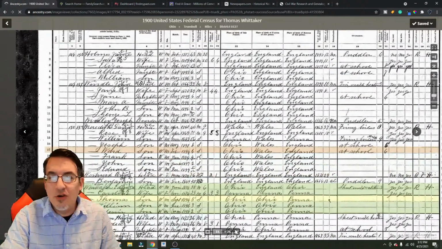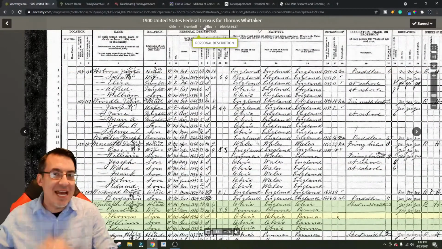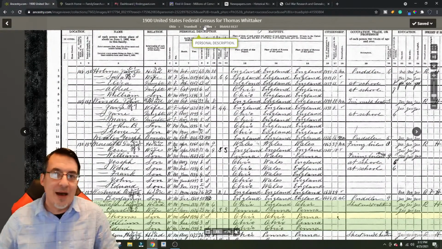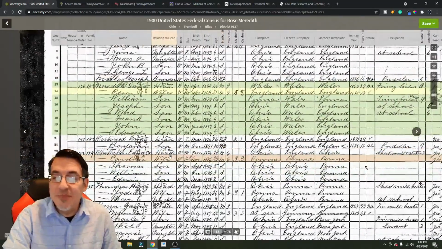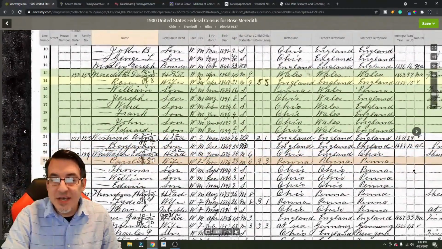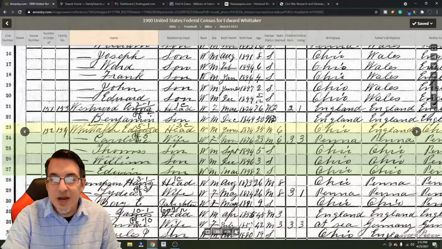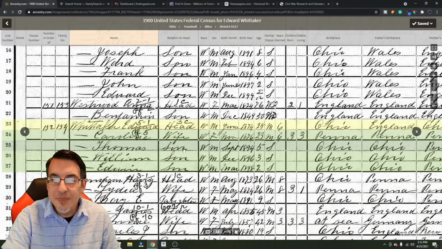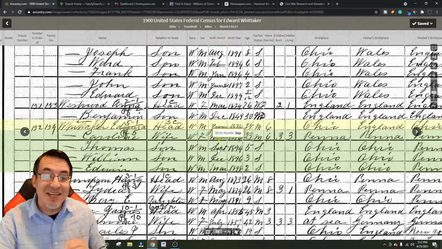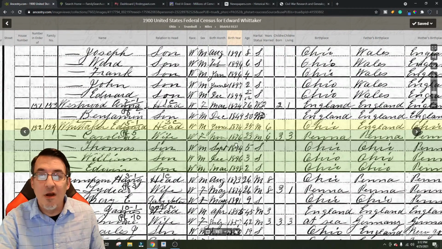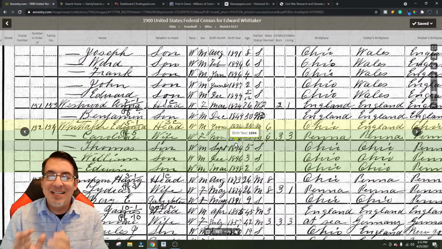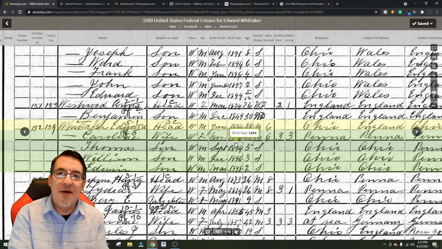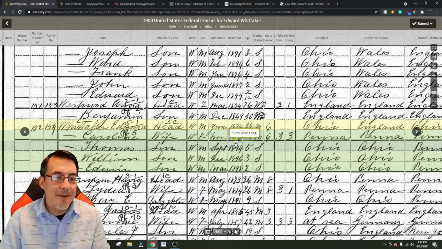So now we're going to take a look, and this is Niles, which is right next to Mineral Ridge. It's just a couple of miles away. It's the next town over. In fact, it's in the same township. And so now I can see here is my great-grandfather, Thomas Whitaker. And it says he's born in September 1894. The 1900 census is unique among U.S. census in that it's the only one that actually gives a month and year for birth.